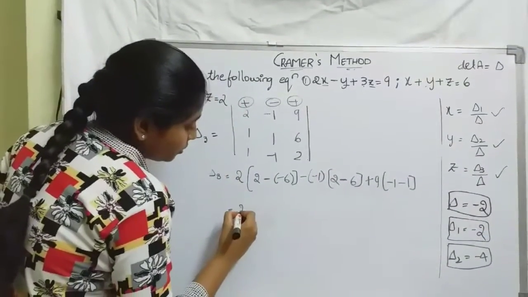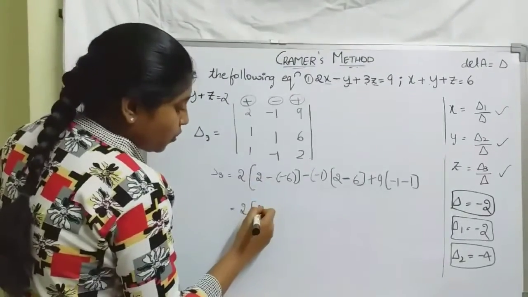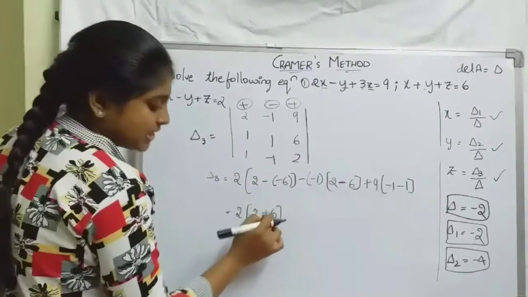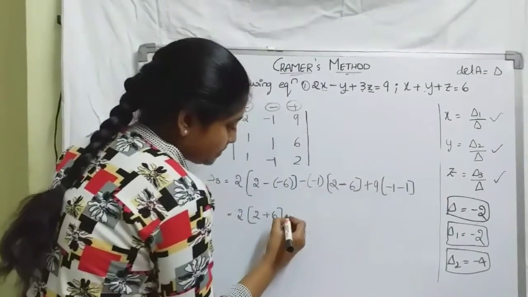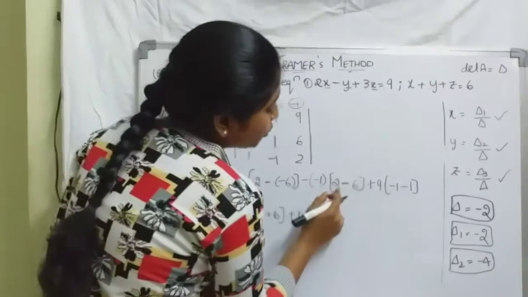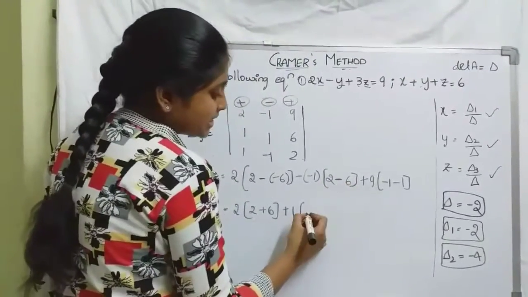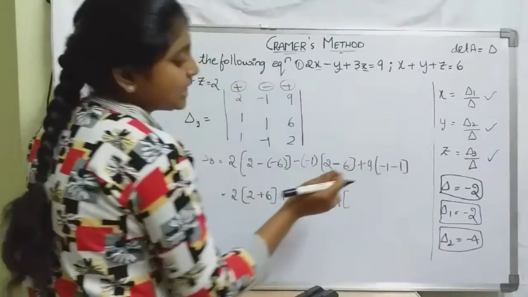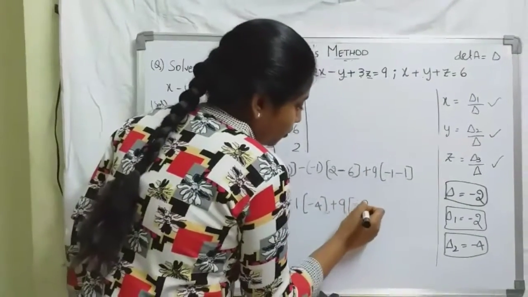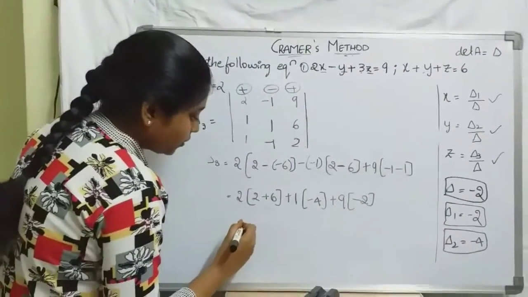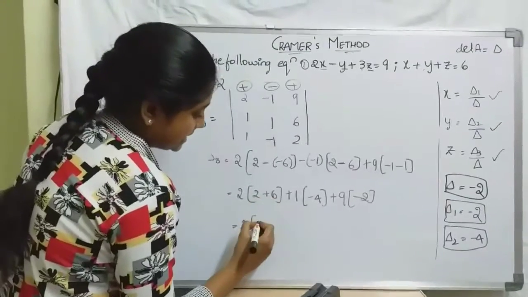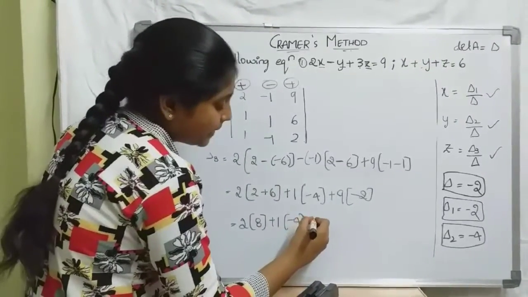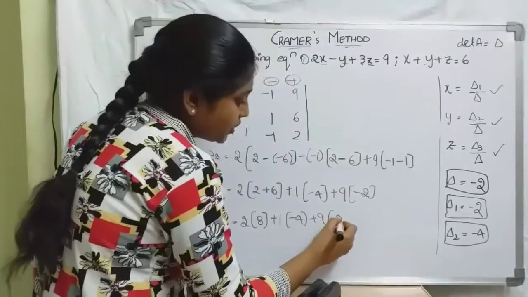Now 2 into 2, minus into minus that is plus 6. Minus into minus it is plus 6. So minus into minus plus 1 into 2 minus 6. 2 minus 6 is minus 4 plus 9 into minus 1 minus 1 that is minus 2. Now here 2 into 2 plus 6 it is 8 plus 1 into minus 4 plus 9 into minus 2.